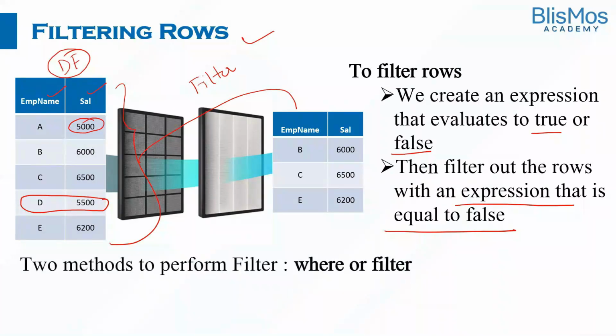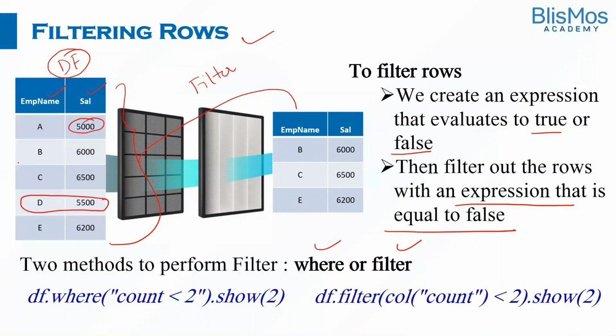To filter the rows, we have two important methods. One is where, the second one is filter. We can use both of them interchangeably. The way you use them is, again, this is the name of the data frame, and we will use the where method. We will give a condition here. We are trying to filter out the rows, assuming this is the name of the column, in the column count which is having less than 2 count. The same thing can be represented using a filter here. Both of them are similar.